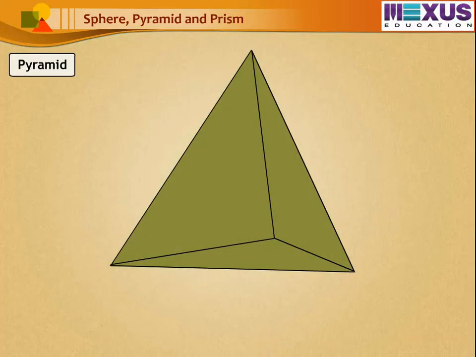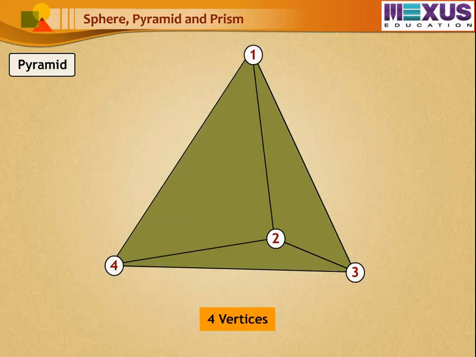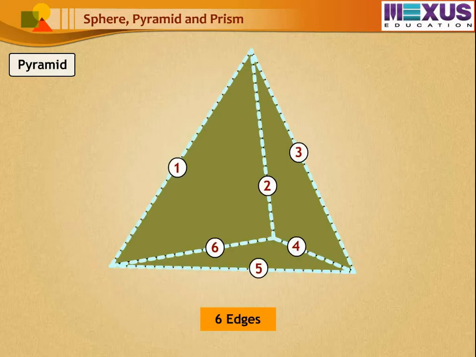Let us learn about pyramid now. A pyramid is a solid shape with a base and a point vertex. The other faces are triangles. All the triangular faces meet at vertex of the prism. Triangular pyramid has 4 faces, 4 vertices, and 6 edges.